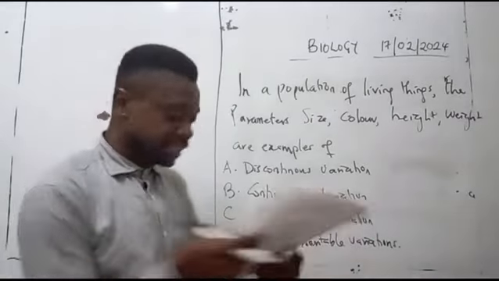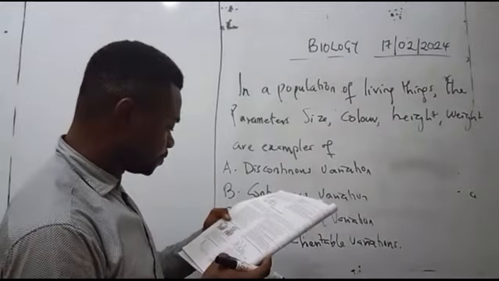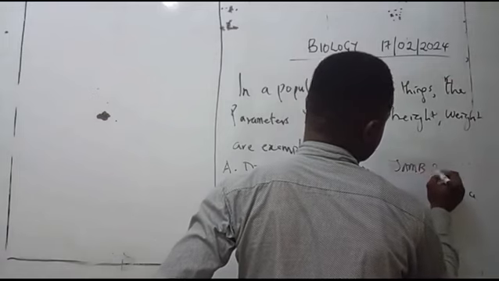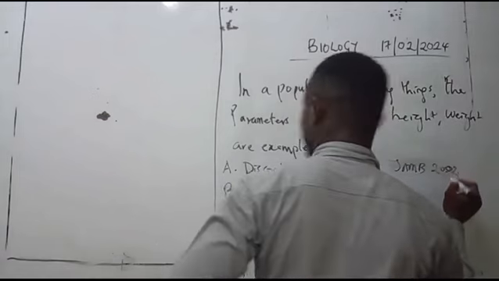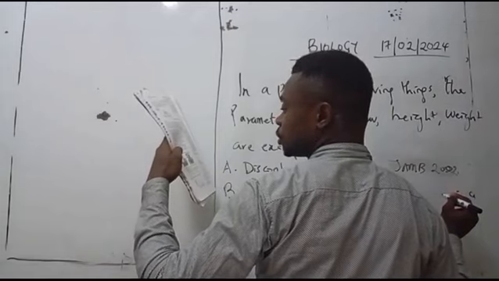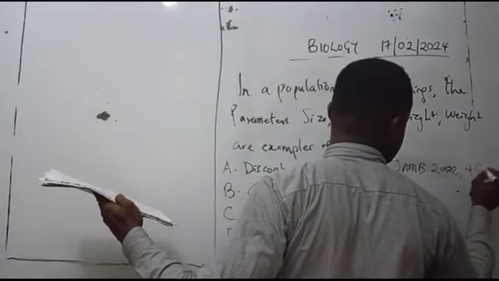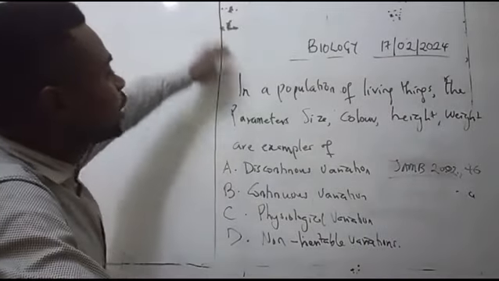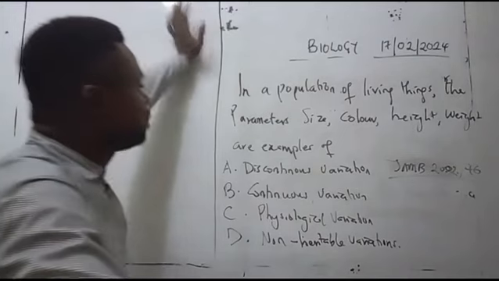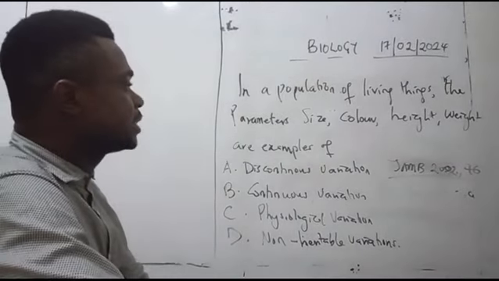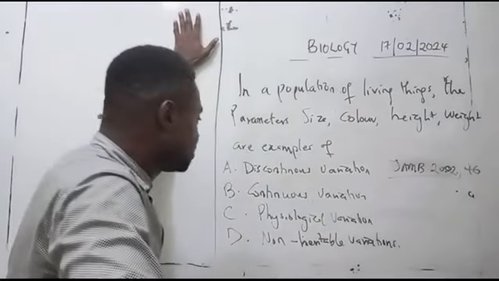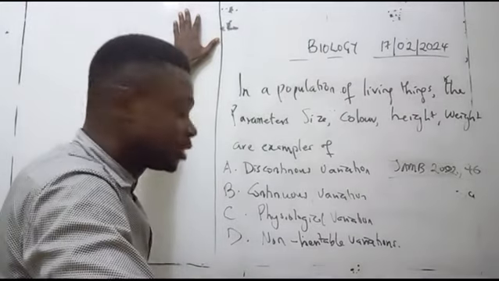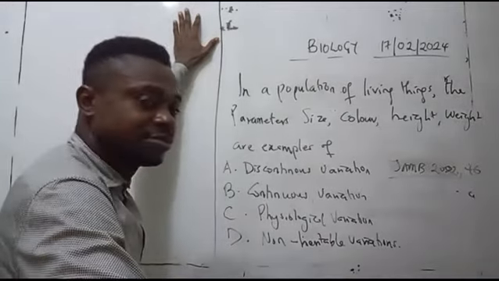This question is taken from JAMB 2002 question 46. The question says, in a population of living things, the parameters size, color, height, weight are examples of A, discontinuous variation, B, continuous variation, C, physiological variation, and D, non-heritable variation.